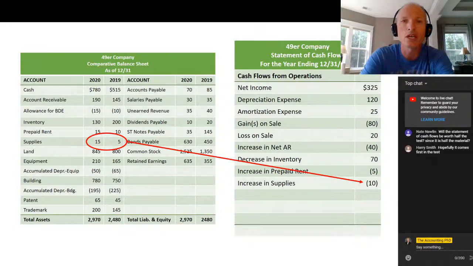All right, so let's talk about the accounts payable account. So you can see the balances, and so I want you in the chat to give me the adjustment.